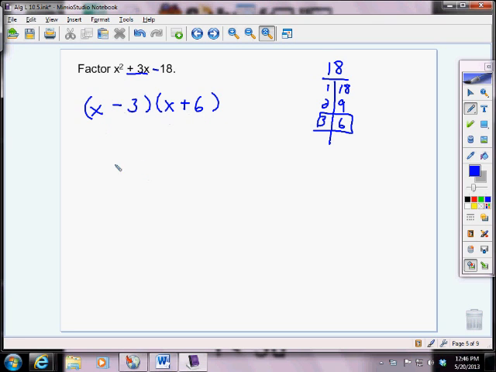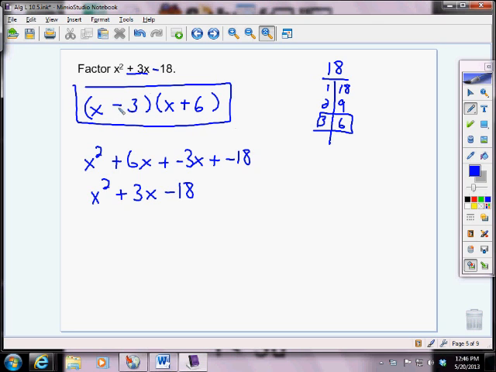Okay? Using FOIL, I get my negative 18. And then when I combine it, 6x plus 3x, you get 3x minus 18, which is what I wanted. If I weren't to get that, then maybe you just have to switch the plus and minus sign around.